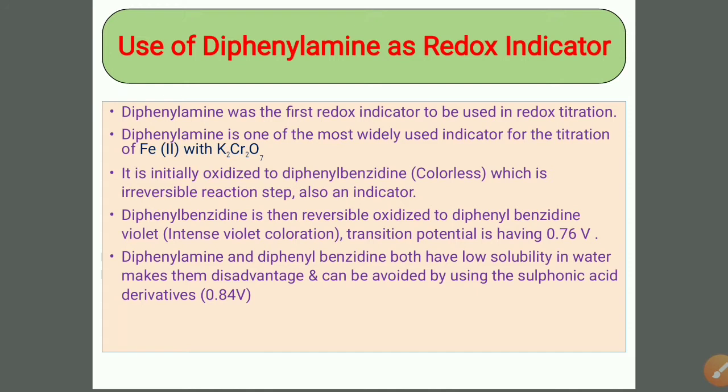Diphenylamine and diphenylbenzidine both have low solubility in water, which is a disadvantage and can be avoided by using the sulfonic acid derivatives, which have a transition potential of 0.84 volt. It is important to note that diphenylamine and diphenylbenzidine both have very low solubility in water, so to avoid this, the sulfonic acid derivatives of both are used, having a transition potential of 0.84 volt.